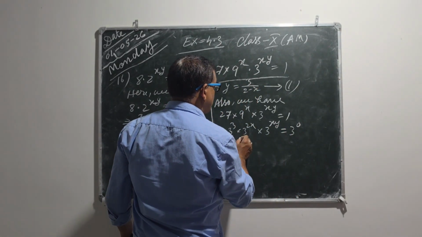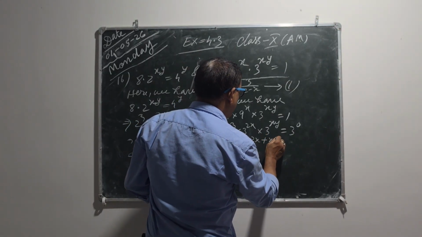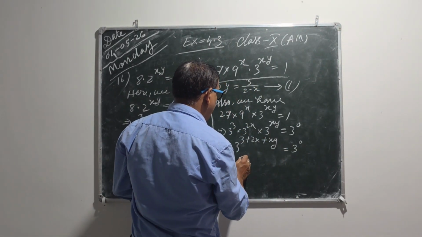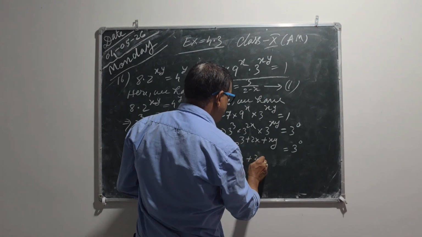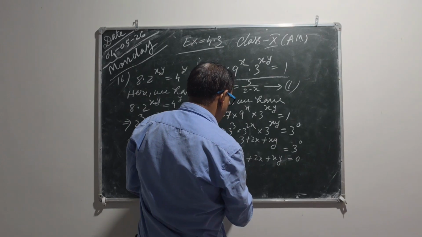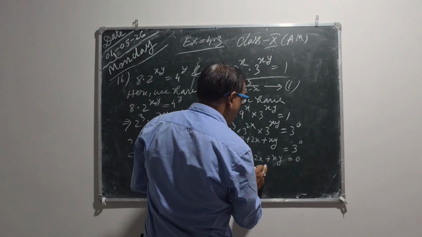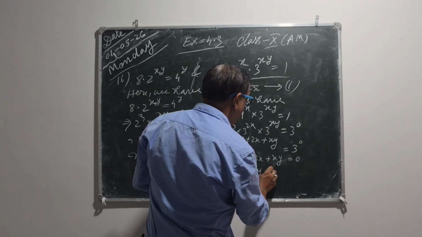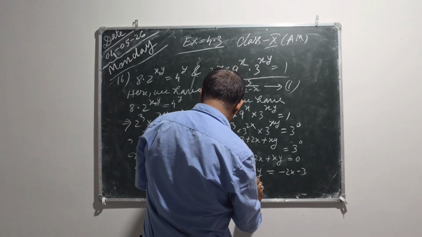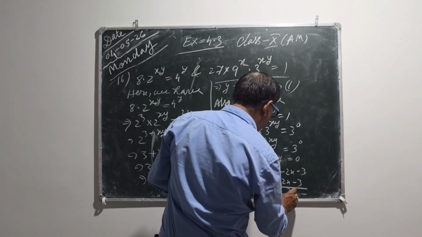So let us add the powers of 3. It will be 3 plus 2x plus xy is equal to 3 to the power 0. So equating the powers of 3, we will get 3 plus 2x plus xy equal to 0. So this can be written as xy equal to minus 2x minus 3. This implies y equal to minus 2x minus 3 divided by x.